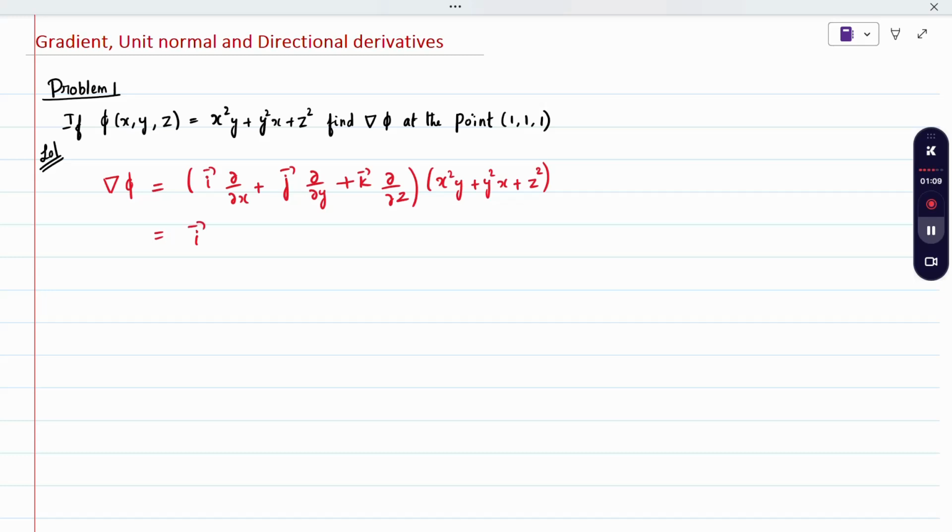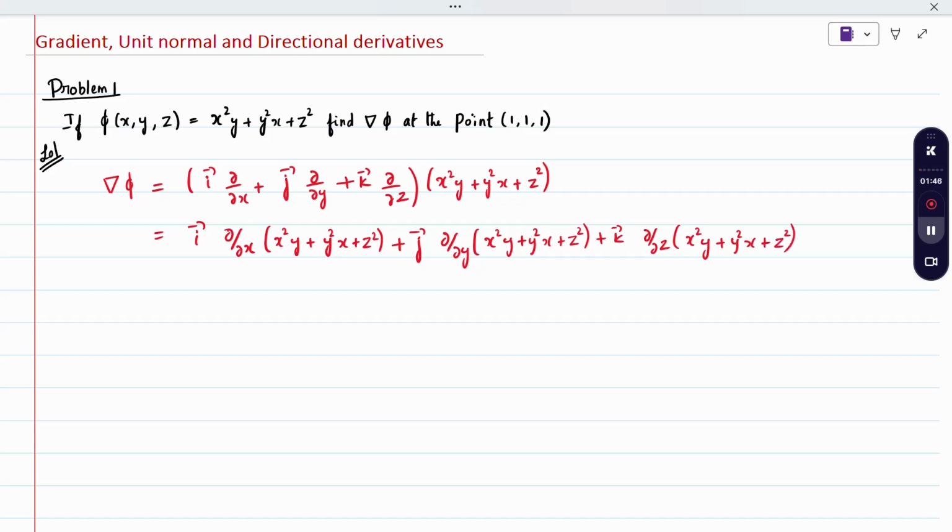So i vector dou by dou x of the full expression, x squared y plus y squared x plus z squared, plus j vector dou by dou y of x squared y plus y squared x plus z squared, plus k vector into dou by dou z of x squared y plus y squared x plus z squared.